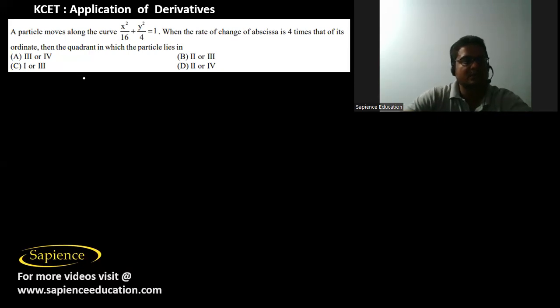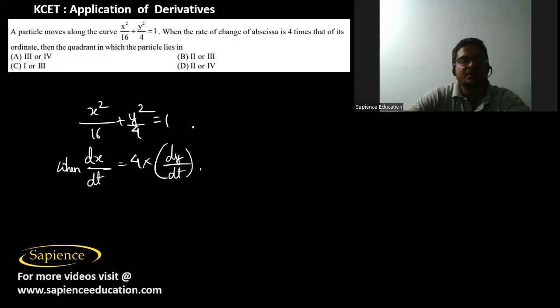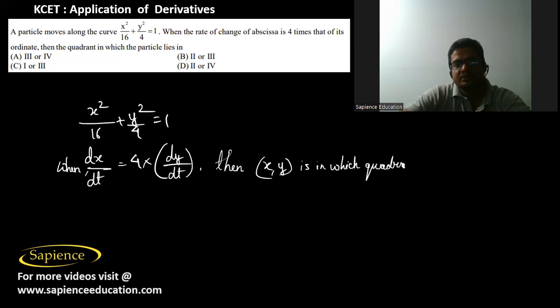Then here it is told a particle moves along the curve x square by 16 plus y square by 4 equals 1. When the rate of change of abscissa, meaning dx by dt, is 4 times that of its ordinate, meaning dy by dt, then the quadrant in which the particle lies, that we have to find. It means when dx by dt equals 4 dy by dt, then we have to find that x comma y is in which quadrant.